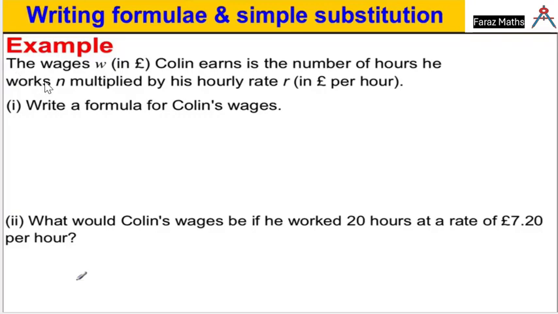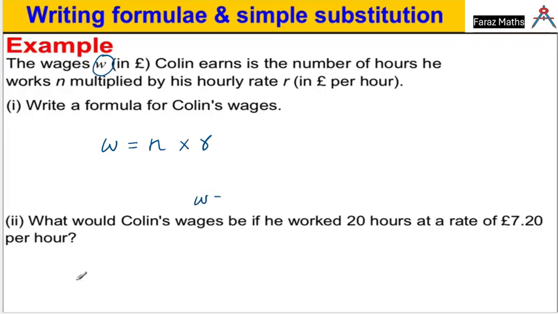The wages W in pounds Colin earns is the number of hours he works, N, multiplied by his hourly rate in pounds per hour. Write a formula for Colin's wages. It is quite simple. The wages is W, so you have to write W there. Colin earns the number of hours, which is represented by N, multiplied by the hourly rate, which is R. So N times R. That's the formula.